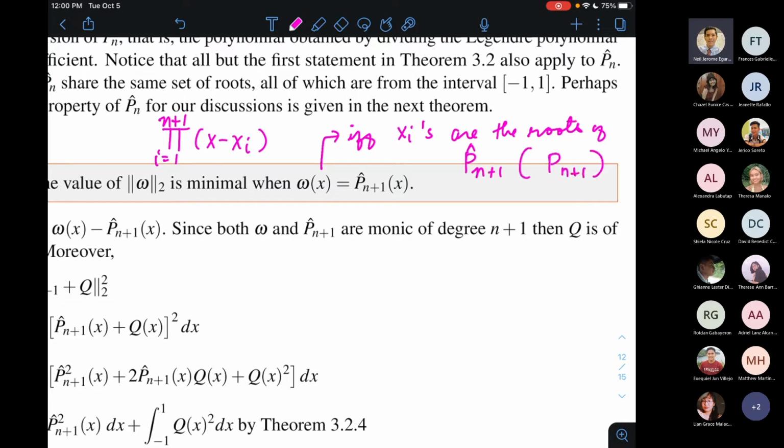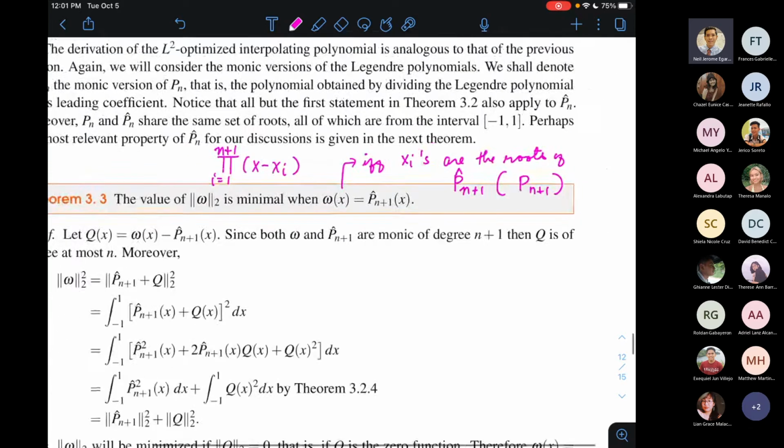Kasi nga, yung scaling, nag-divide lang naman tayo by the leading coefficient to get p hat, and p sub n plus 1 will share the same roots. And if we force the issue that omega will have the same roots as p hat sub n plus 1, then we'll be able to minimize the L2 norm of omega. So the moral here is that we can minimize the L2 norm of omega if we choose the x sub i's to be the roots of the degree n plus 1 Legendre polynomial. Katulad din ng ginawa natin sa Chebyshev.